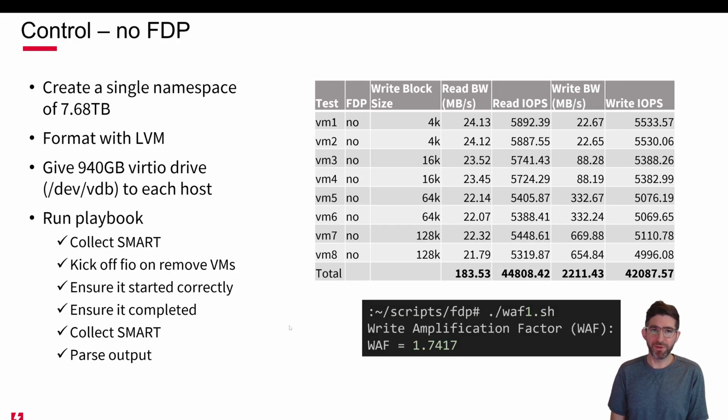So this was the control I mentioned. I created a single namespace. You format it with logical volume management. Give this 940 gigabytes with virtio to each one of these Proxmox VMs, and they show up as /dev/vdb in each of the hosts.